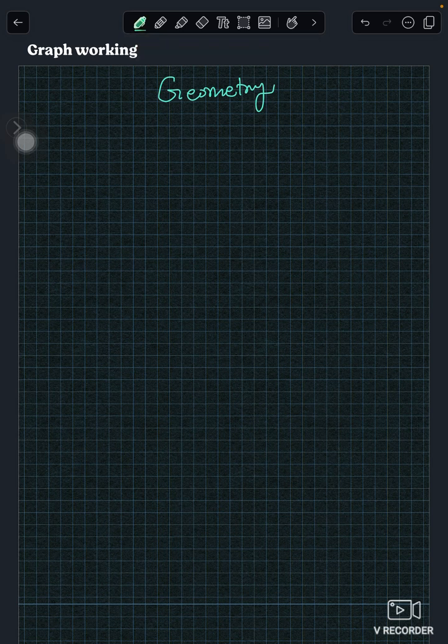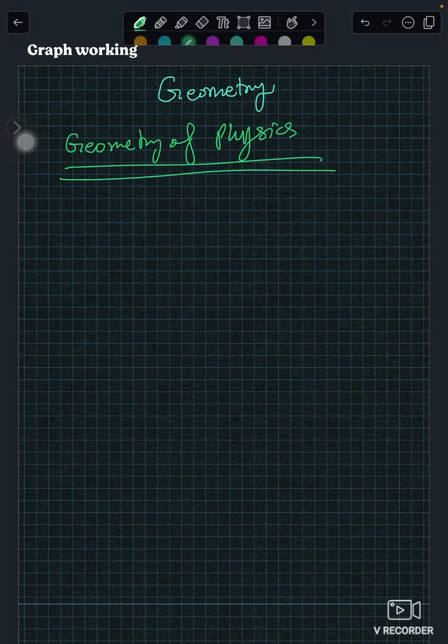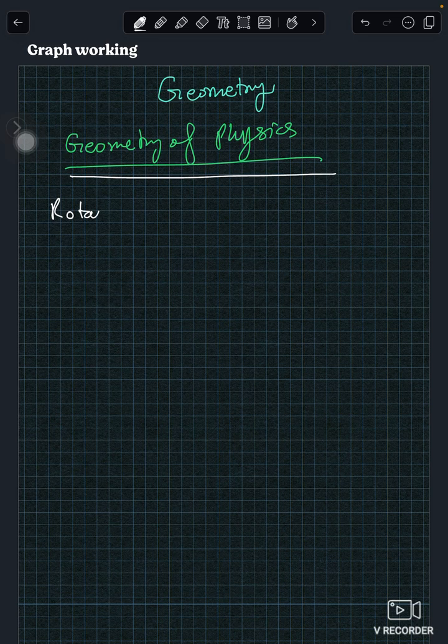We will be talking about the geometry of physics. Yes, as a physics student, everything should be in terms of physics. So, what will be our topic today? It will be about the orientation or rotation. Rotation.